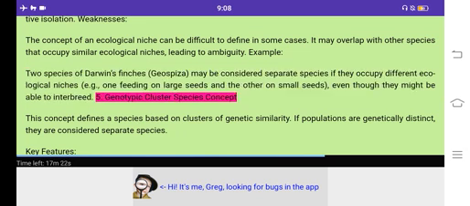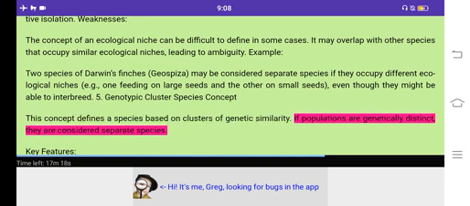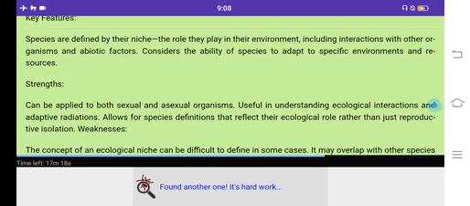5. Genotypic cluster species concept. This concept defines a species based on clusters of genetic similarity. If populations are genetically distinct, they are considered separate species. Key features.